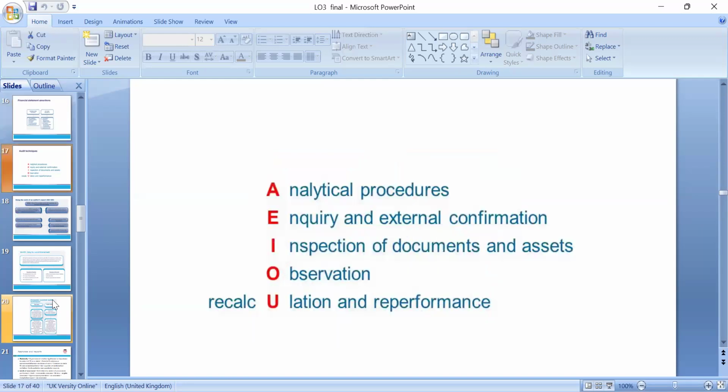So the audit procedures are analytical procedures, inquiry, external confirmation, inspection of documents, asset observation, and recalculation and re-performance. Those we need to be in line with, please.